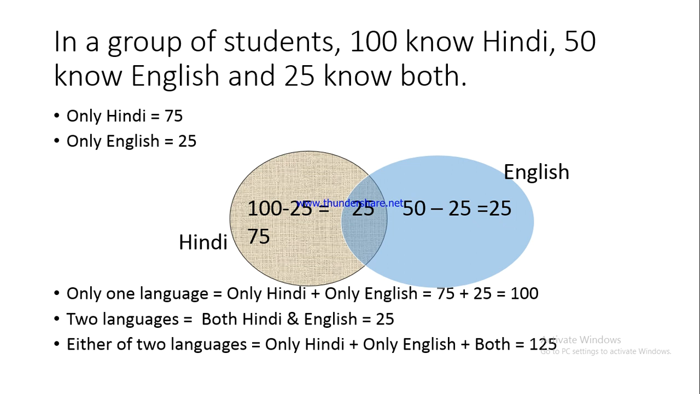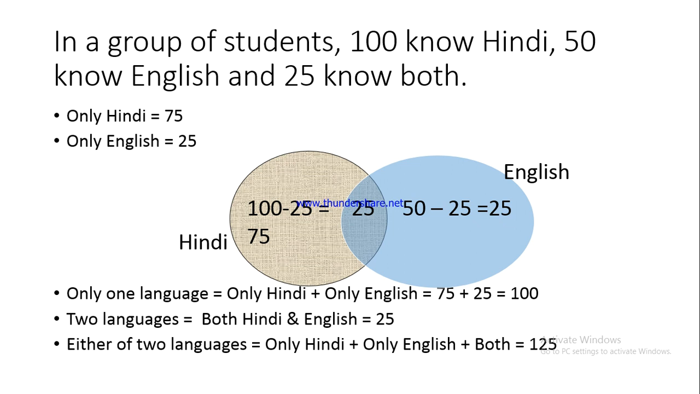So this is how you can interpret this particular figure. Please understand, only is one word that you have to be really careful about while trying to solve these questions. Only Hindi and Hindi, there's a lot of difference. In this particular figure, you see that Hindi is denoted by the full circle, which includes the grayish part as well as the overlapping part, and Hindi, the value is coming out to be 75 plus 25 is equal to 100.